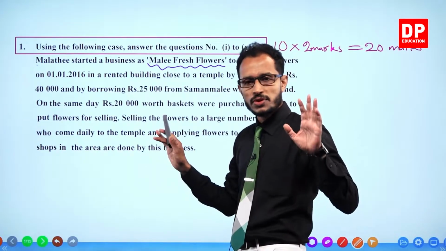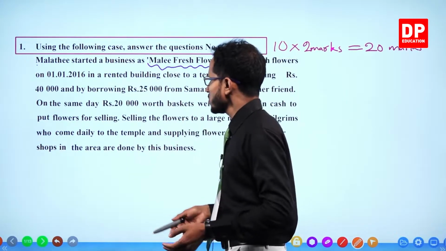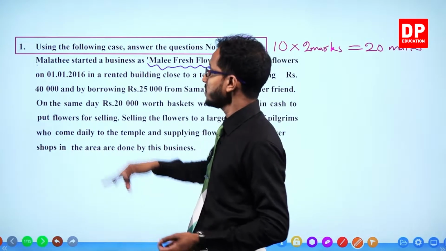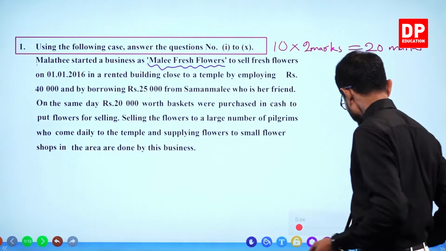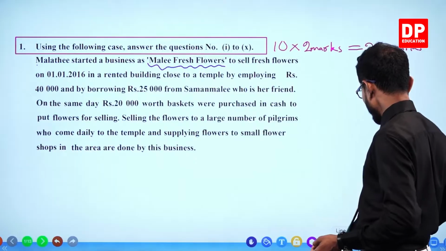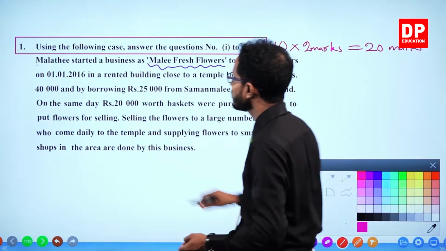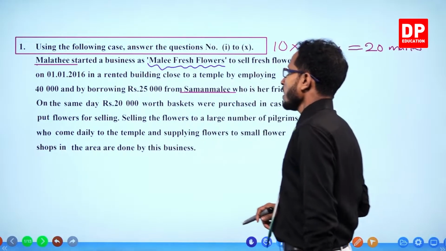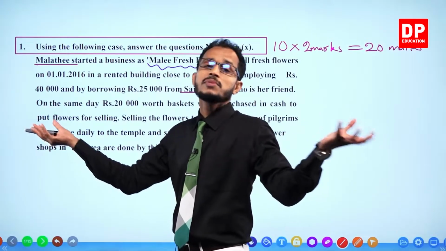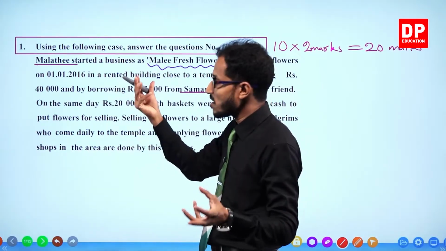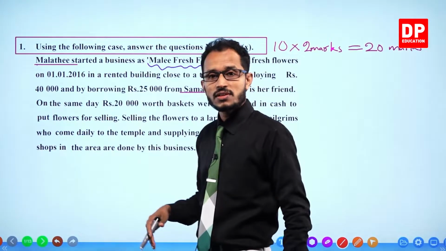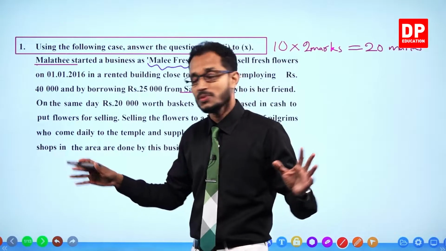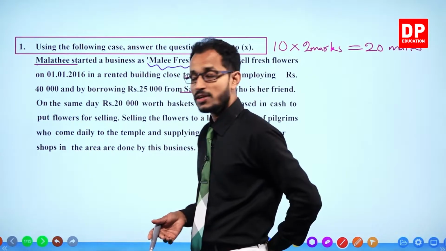Beautiful case, beautiful start. 2 beautiful girls starting a business. Yes, Malati and Saman Mali. Such beautiful names, Malati and Saman Mali, and such a beautiful business because it's a fresh flower business. You know, fresh flowers, blooming flowers. Lotuses, jasmines, beautiful flowers. So it's a beautiful business started by 2 beautiful girls.